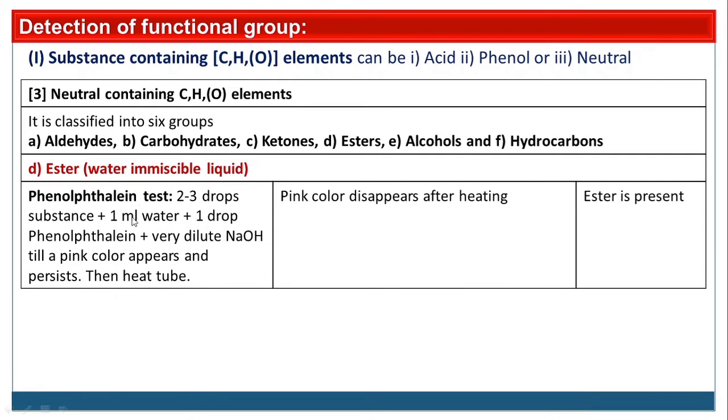That is 2-3 drops of the substance, 1 ml of water, 1 drop of phenolphthalein indicator, and few drops of very dilute NaOH till pink color appears. So see here, तुम्हाला काय काय घ्यायचं आहे? सबस्टन्स, 1 ml वॉटर, एक फिनॉल्फथॅलीन इंडिकेटर 1 ड्रॉप आणि थोडं डायल्यूट NaOH टाकायचं.